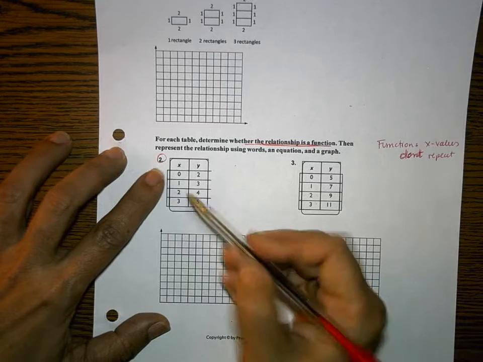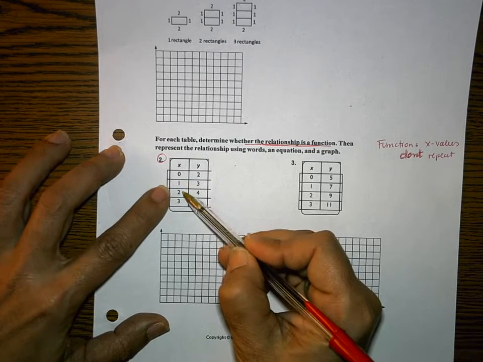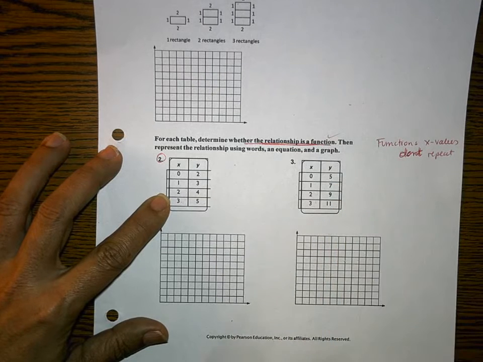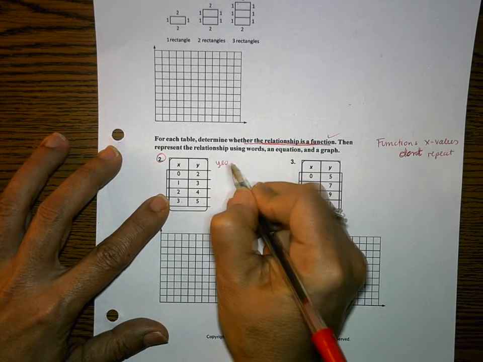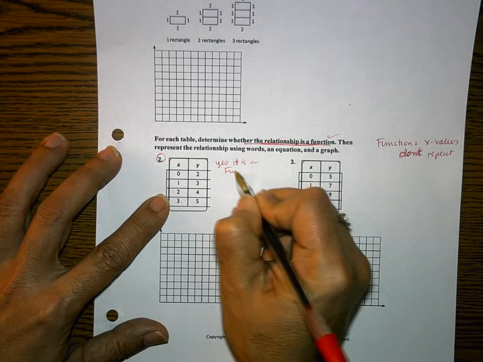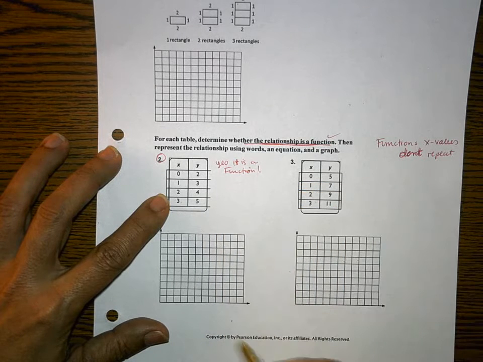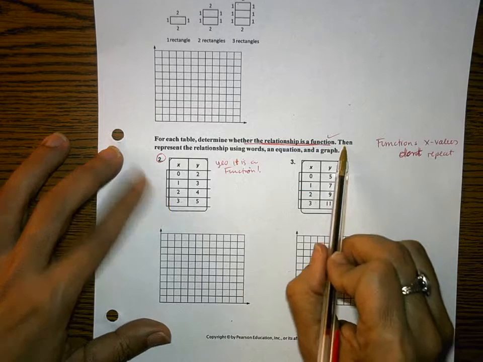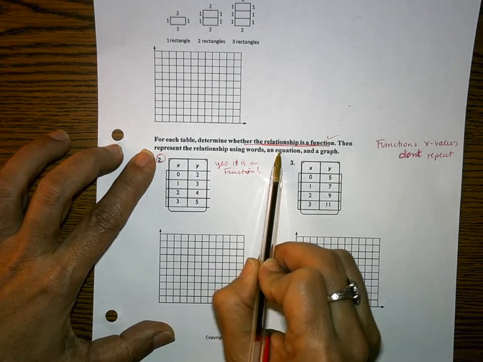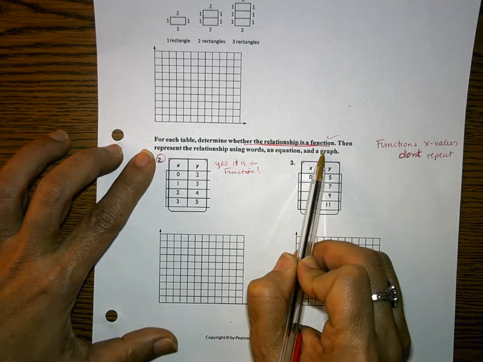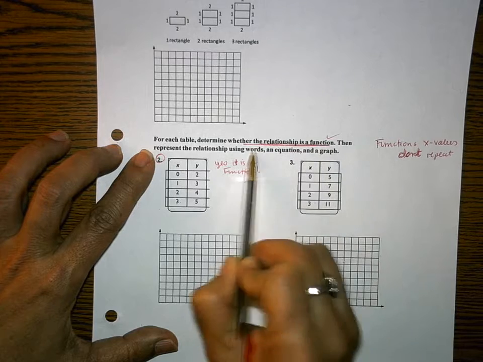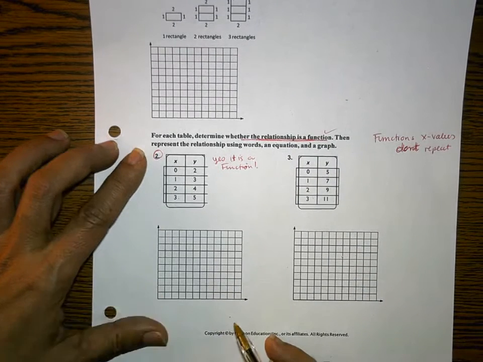Let's take a look over here. 0, 1, 2, 3. Okay, the x values don't repeat, so it is a function. Yes, it is a function. And then it says, then represent the relationship using words, an equation, and a graph. All right? So I'm going to go straight to first an equation, then the graph, and then we can see if we can find some little words here down in the bottom.